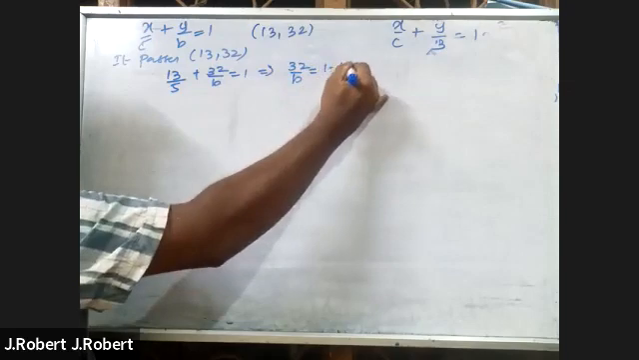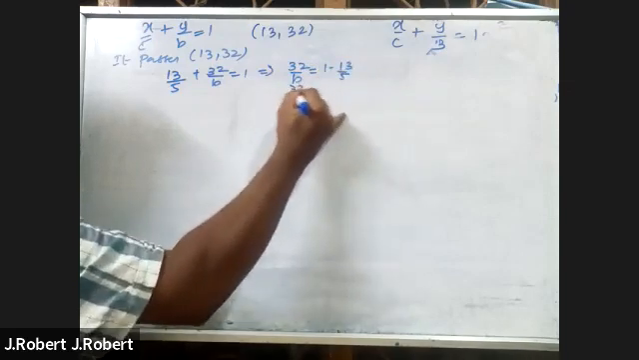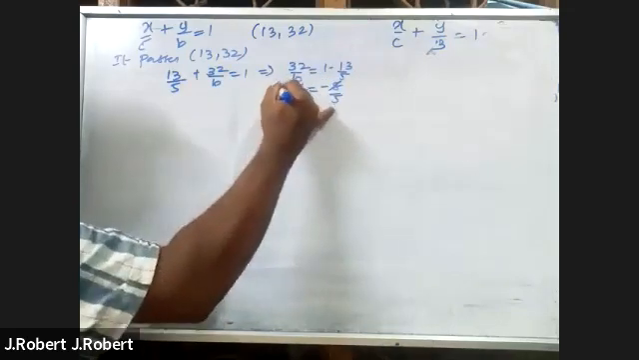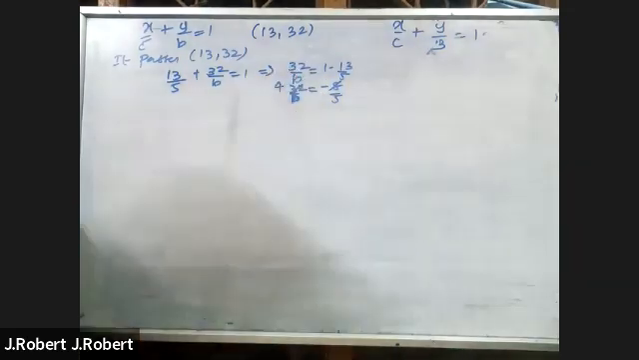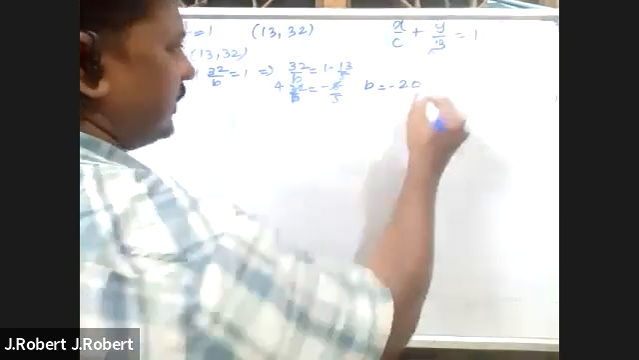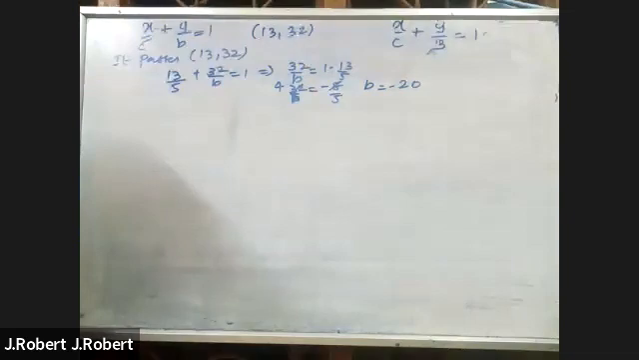32/b equals 1 minus 13/5. Your 32/b equals (5 minus 13)/5, which is minus 8/5. 8 goes 4 times. From this we can find the value of b. Your b equals minus 20.